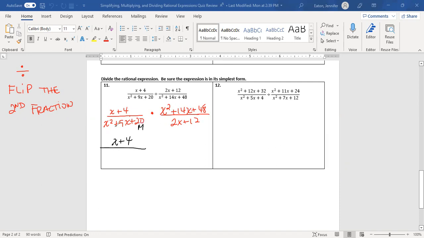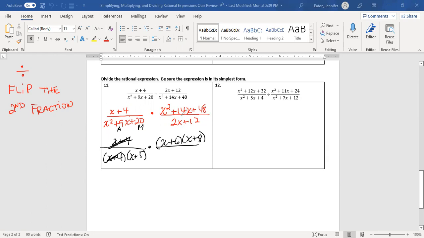But what multiplies to 20 and adds to 9? That's x plus 4 and x plus 5. So those 4s are going to cancel. Just jumped on that right away. Next, we say what multiplies to 48 and adds to 14? That's x plus 6 and x plus 8.